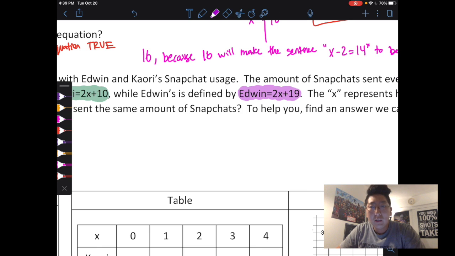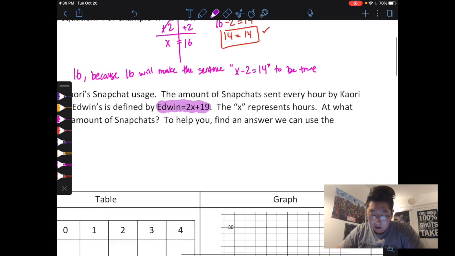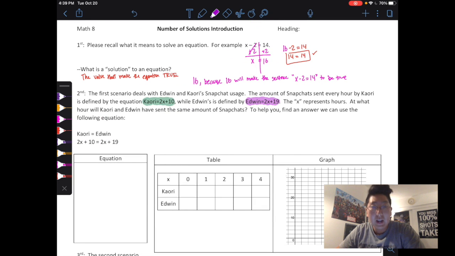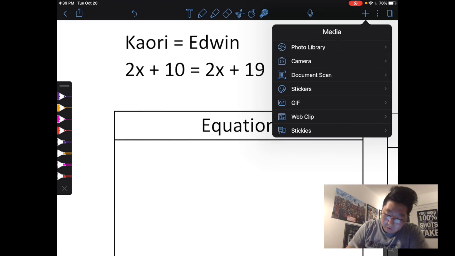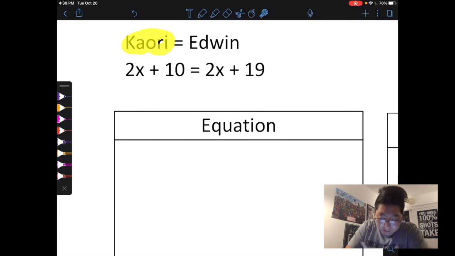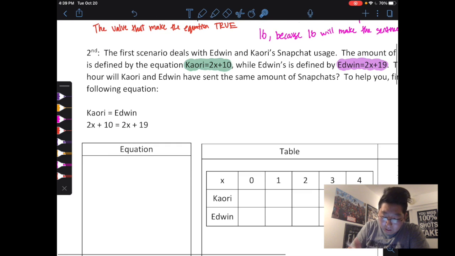The x represents hours. At what hour will Coyote and Edwin have sent the same amount of Snapchats? To help you find an answer, we can use the following equation. So we have this equation. When will Coyote equal Edwin? So we went ahead and took Coyote's equation 2x plus 10 and put it right here. And we made it equal Edwin's.